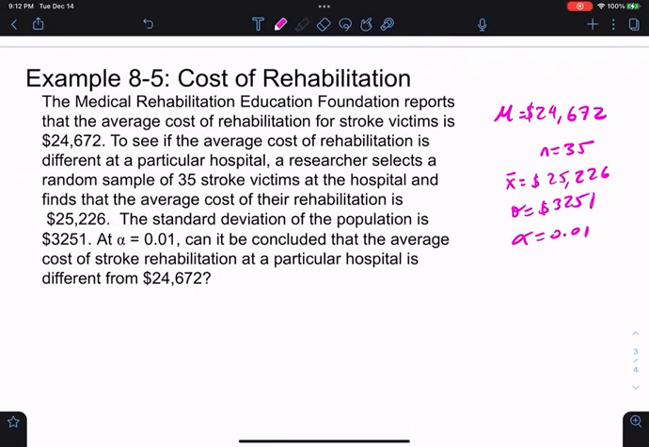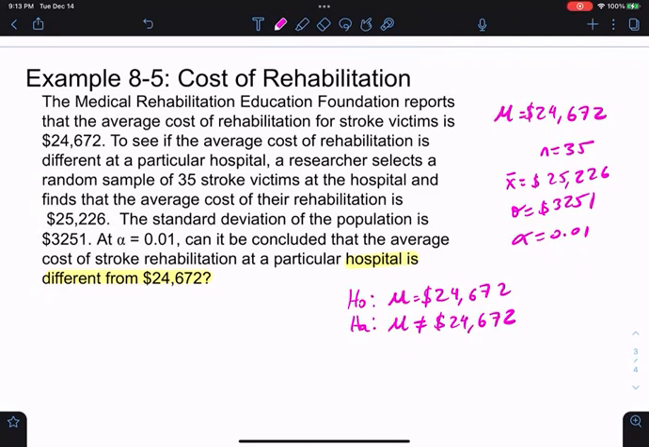And can we conclude that the average cost of rehab at a particular hospital is different? So you see how they say it's different? It's different means what? It's a two-tailed test, right? That's what they're asking. So you should say the null is that mu is equal to $24,672, and the alternative should be that it's not equal. Could be more, less, or whatever. So now we have to see where we should put the claim, right?